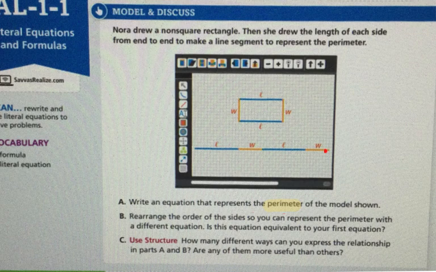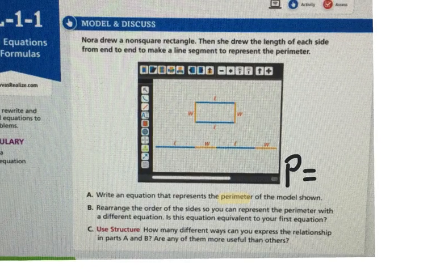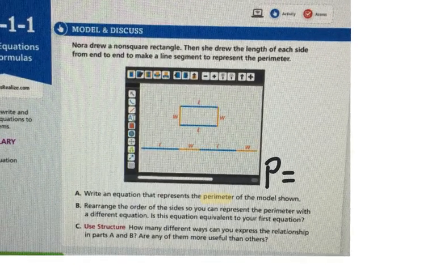So if we're having to write an equation, we're going to use something that has an equal sign. So let's say that the perimeter is going to equal, that's the way we're going to start it. And then how could we find the perimeter of this rectangle? Add it all up. So what would that look like? I agree with you. You're right. You just add it all up.